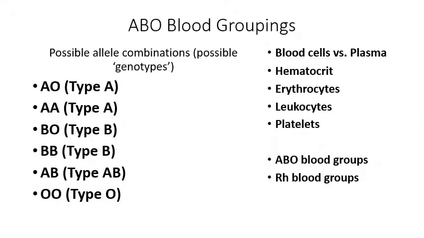Okay, so if you have AO, you are blood type A. If you have AA, you're also blood type A. If you have the BO or the BB, you're type B. Right? If you have both, one of each, you are type AB, and if you have neither, you're type O.